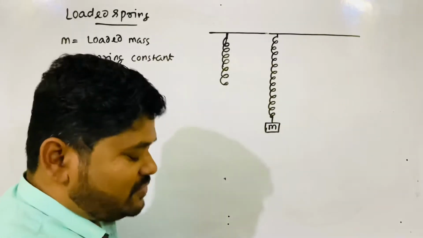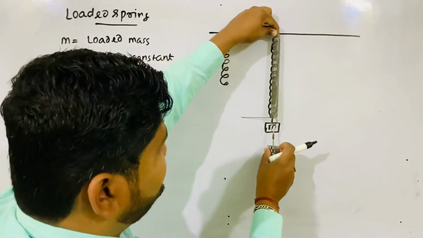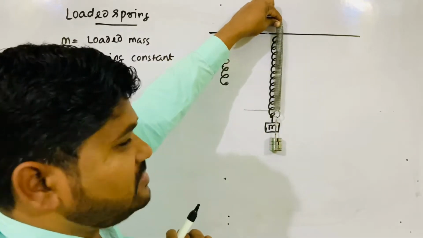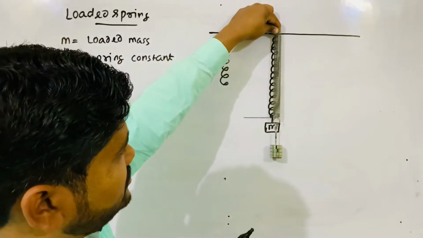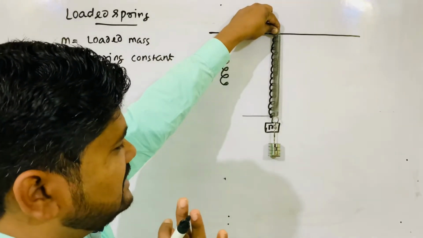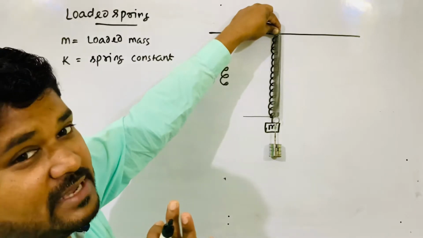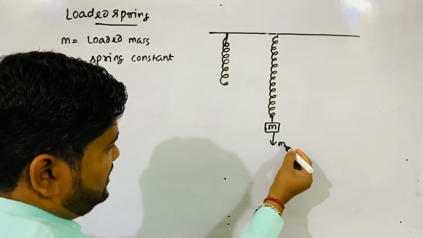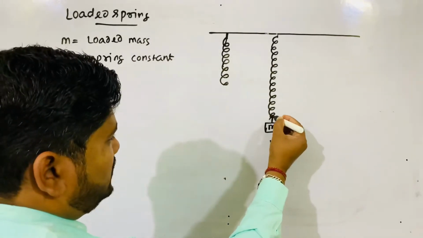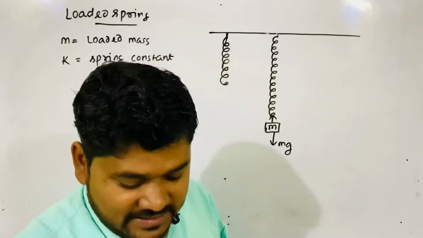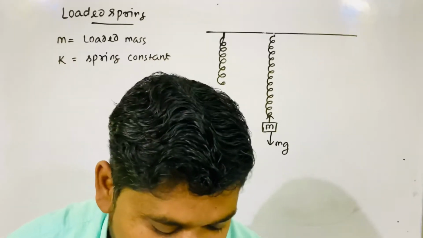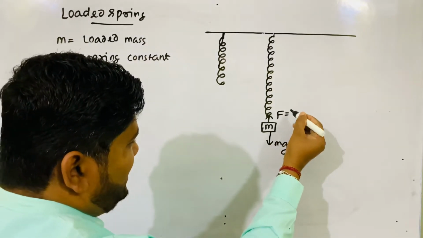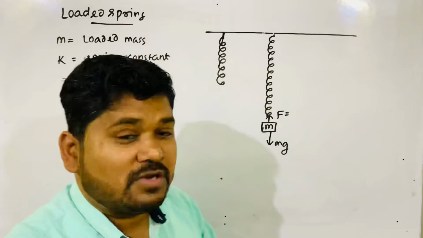In this position, where the spring remains, this is the equilibrium position. Nothing happens, it just remains stationary. In SHM, we say this is the mean position. So what forces act here? Downward, mg, and upward, the spring force F acts in the upward direction.